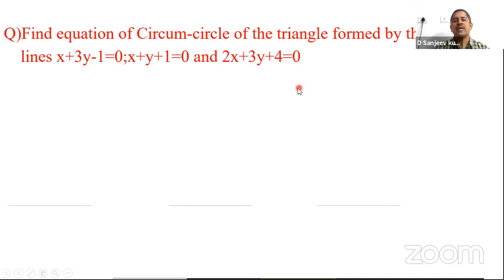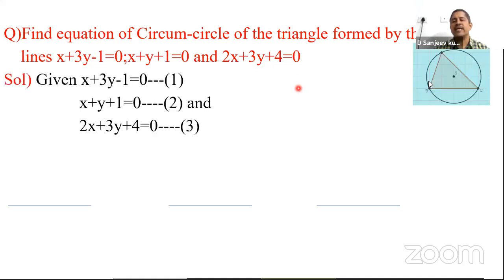So what do you mean by circumcircle of a triangle? If you have a triangle here, and the circle passes through all 3 points of the triangle, then you say this circle is the circumcircle. So you are going to find the equation of this circle.